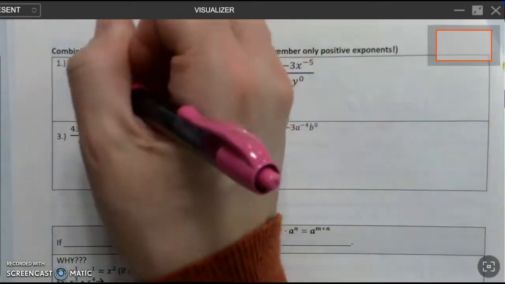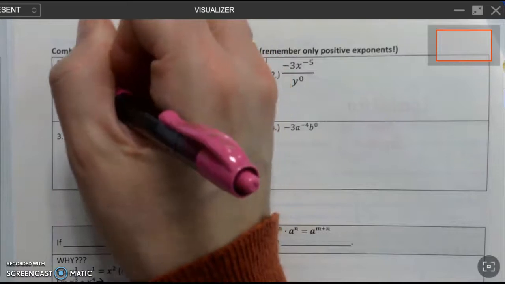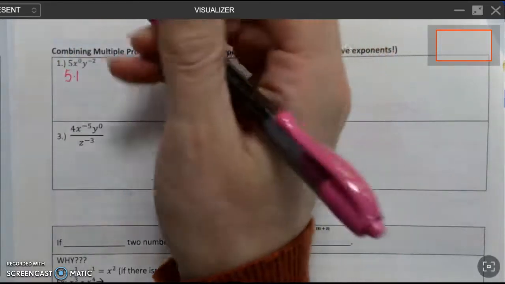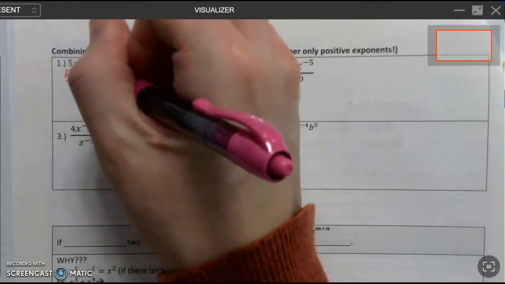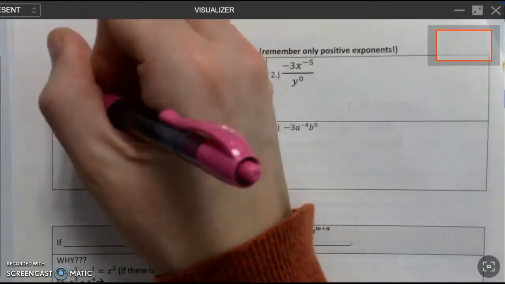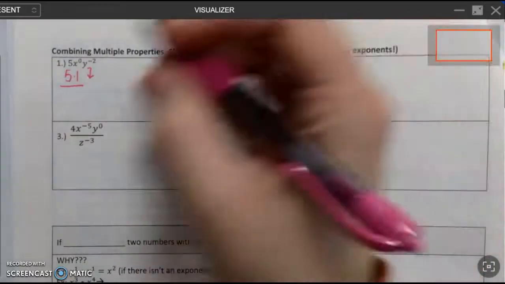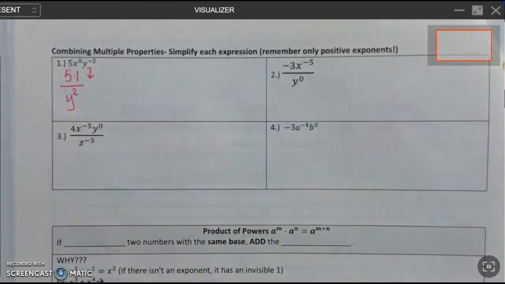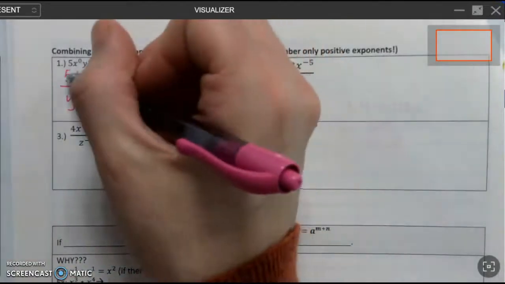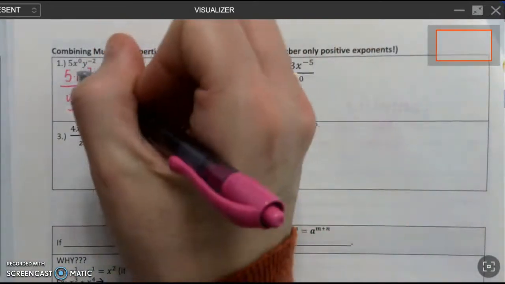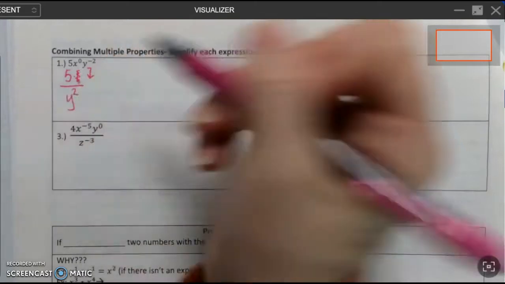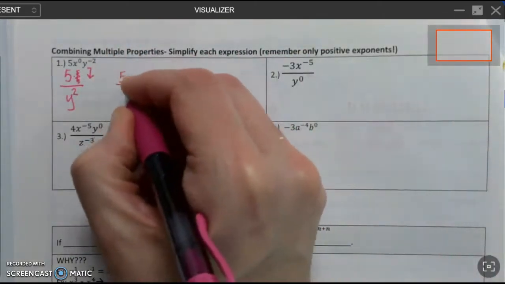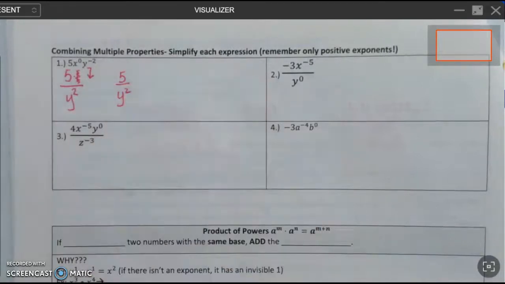So anything to the 0 power, that's going to be 1. So really what I'm doing is taking 5 times 1, which is just 5. And then this y to the negative 2, we're going to move that to the bottom of this fraction. So this 5 times 1 is really just 5, so I don't really need that 1. So final answer, a 5 on the top and a y squared on the bottom.